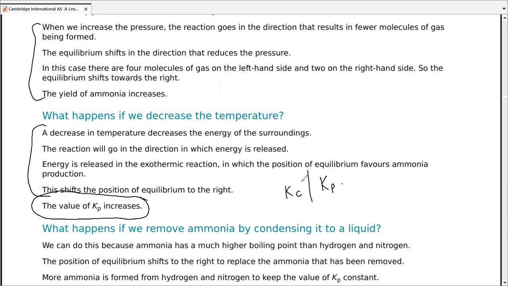This is not written in straightforward words anywhere in the book, so we need to understand it. Temperature is the only factor that can affect Kc and Kp, right? We have discussed this in the last 1-2 classes. I hope you remember it.